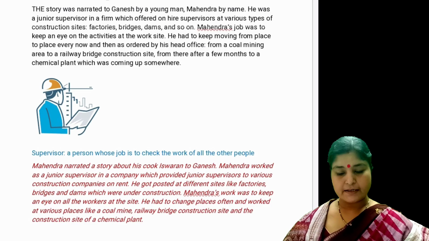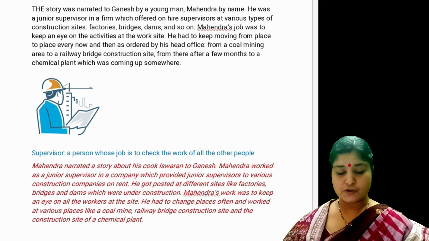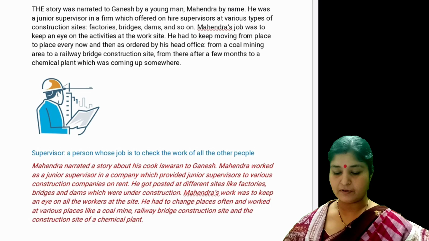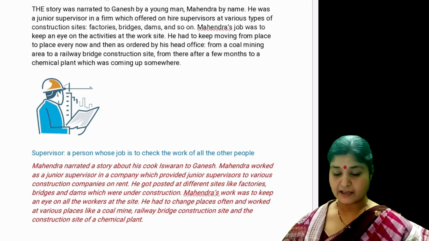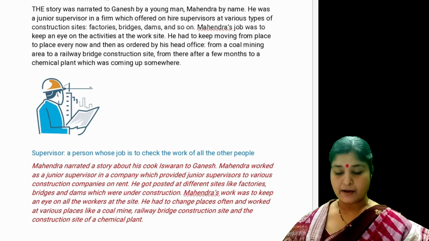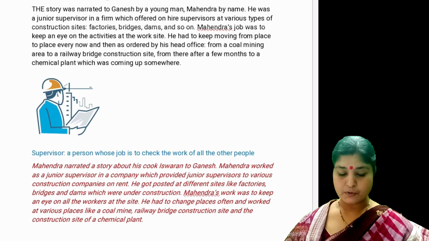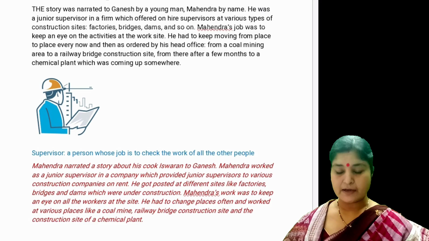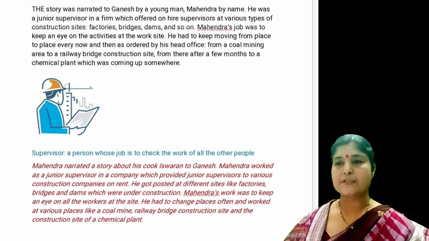The story was narrated to Ganesh by a young man, Mahendra by name. He was a junior supervisor in a firm which offered on hire supervisors at various types of construction sites like factories, bridges, dams, and so on. Mahendra's job was to keep an eye on the activities at the work site. He had to keep moving from place to place every now and then, as ordered by his head office, from a coal mining area to a railway bridge construction site. Thereafter, a few months to a chemical plant which was coming up somewhere.